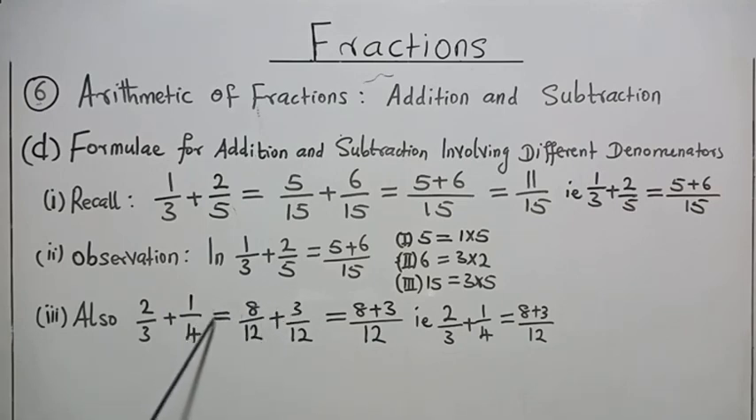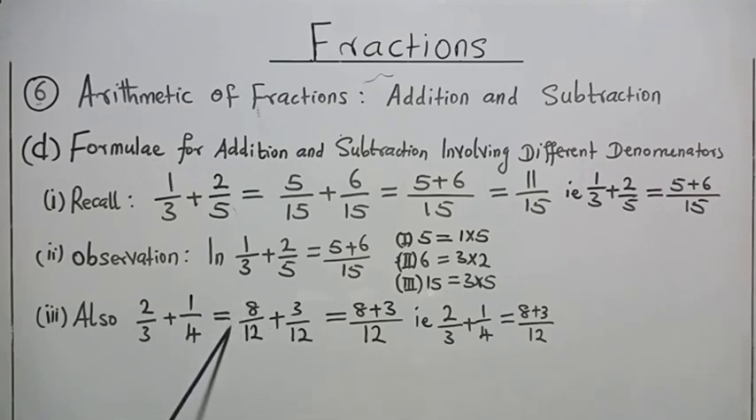4 times 3 is 12. Therefore, 1 over 4 is the same thing as saying 3 over 12. So far, this fraction has become this, and this has become this. Adding these two is the same thing as adding these two, but this is easier because these two don't have the same denominator, but these two possess the same denominator.